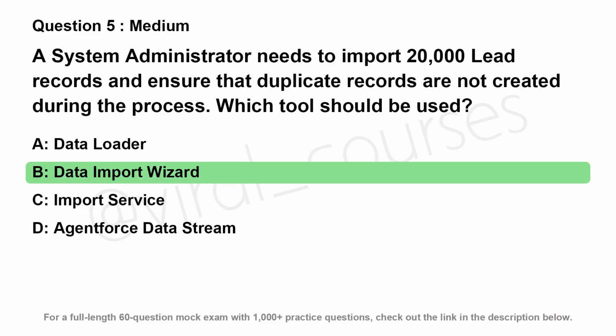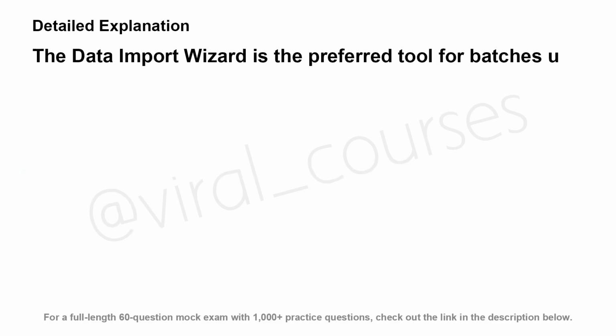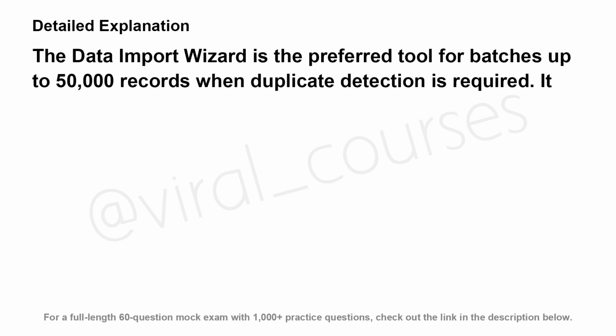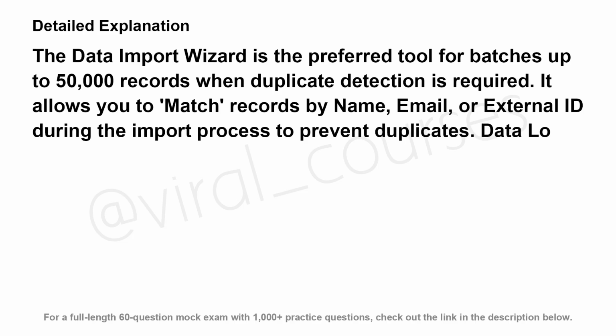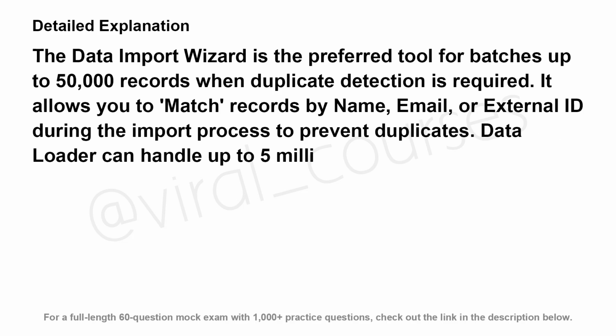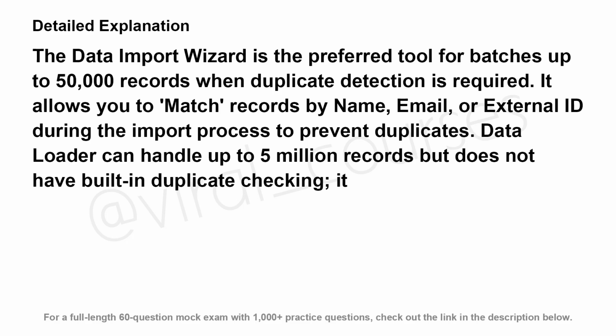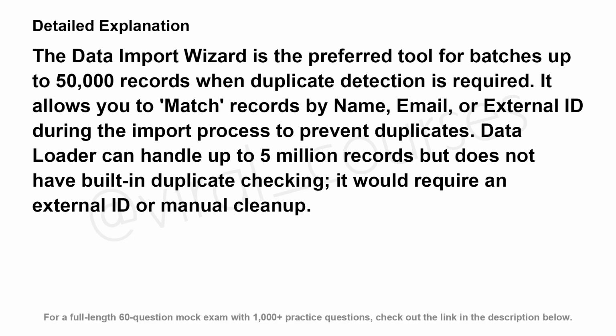The correct answer is B. The data import wizard is the preferred tool for batches up to 50,000 records when duplicate detection is required. It allows you to match records by name, email, or external ID during the import process to prevent duplicates. Data loader can handle up to 5 million records but does not have built-in duplicate checking. It would require an external ID or manual cleanup.